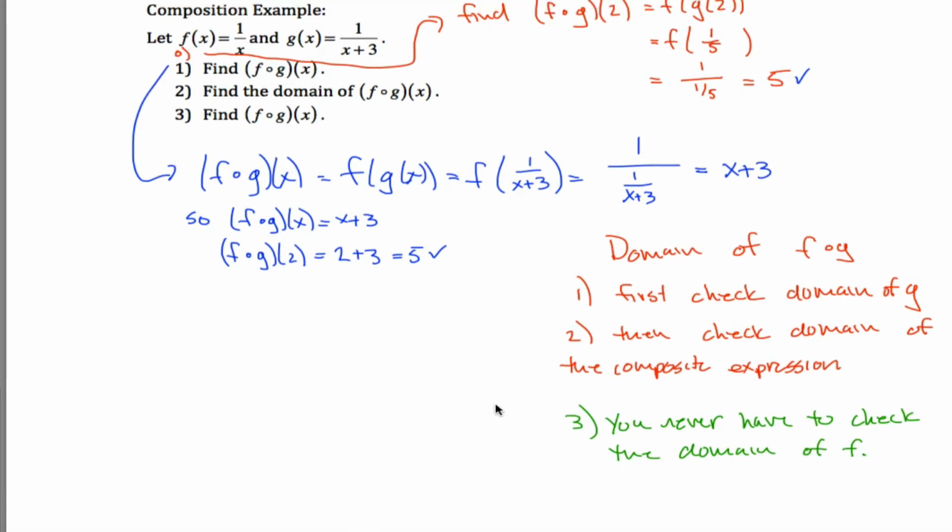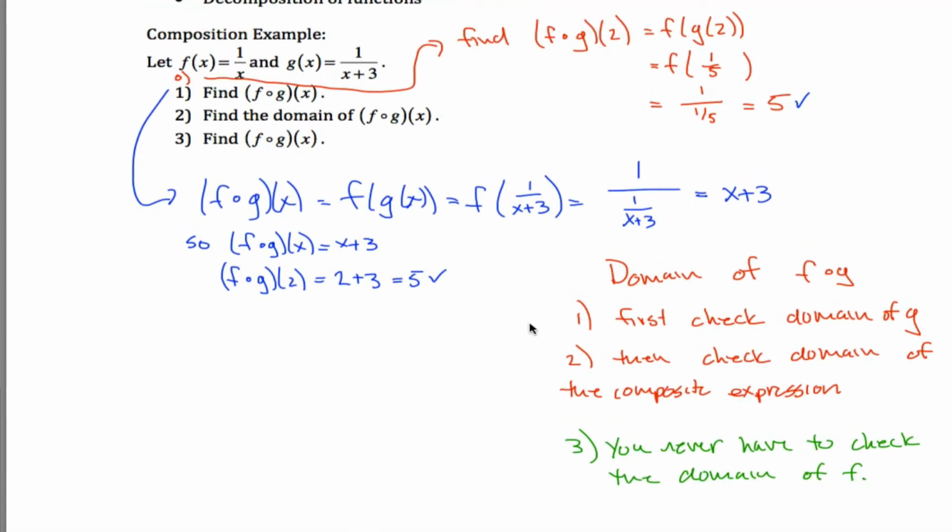First, check the domain of g. g is 1 over x plus 3. So from this first step, I would conclude that x cannot equal negative 3. Because negative 3 is not in the domain of this function. If you set x plus 3 equal to 0 and solve, you'll get negative 3. Put negative 3 into this thing, you'll divide by 0. That's bad. So when you're checking the domain of g, you exclude negative 3.